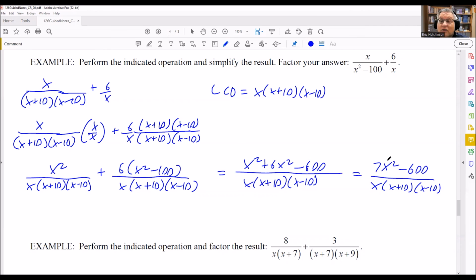Now, I can't do anything about the factoring. 7x squared minus 600, those aren't perfect squares, so I can't do any kind of factoring for this. And there's nothing I can factor out from the top, which means I would just leave this as my final answer.